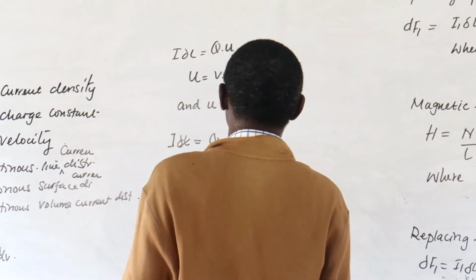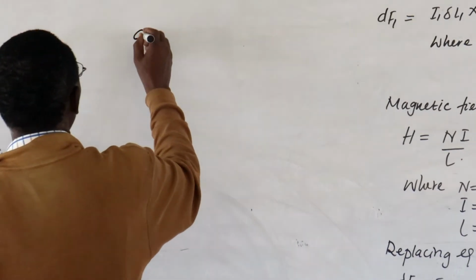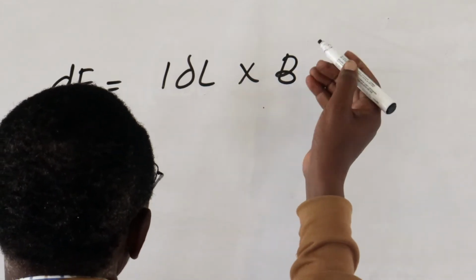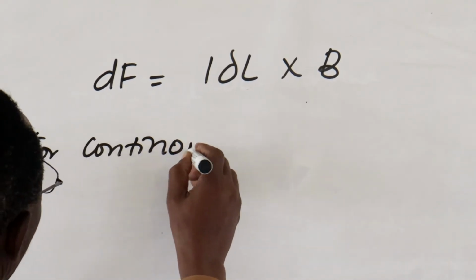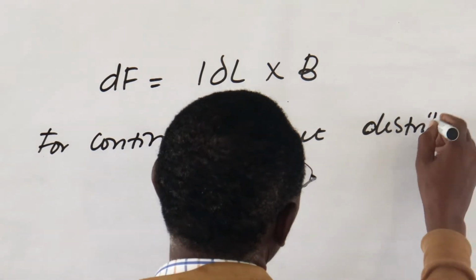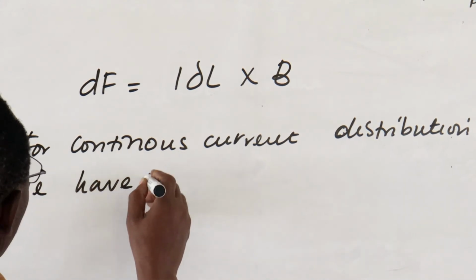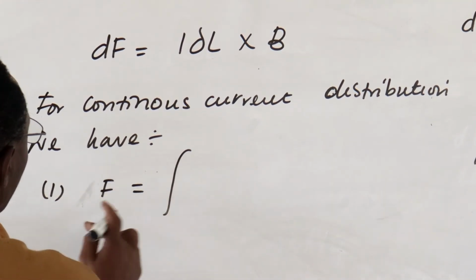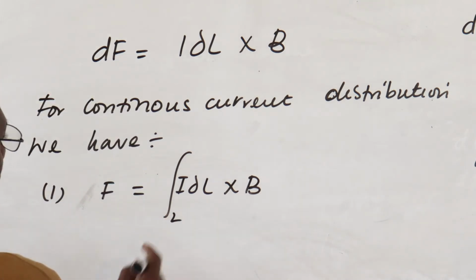From Ampere's law of force, dF is given by I dL times B. So for a continuous current distribution, we have one: dF is equal to, force is equal to, I dL curl of B, for continuous line current distribution.